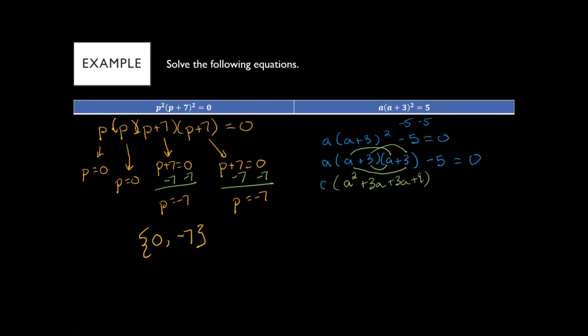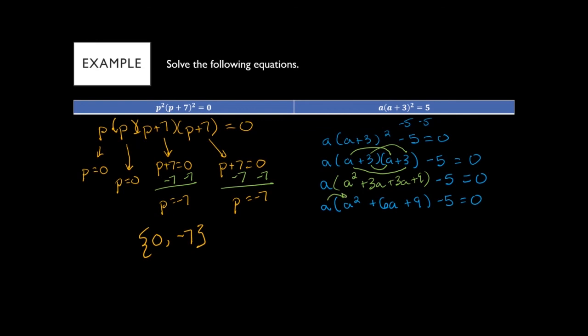So I need to distribute this out first. We have a times (a squared plus 3a plus 3a plus 9), then this minus 5 equal to 0. I need to simplify what's in my parentheses. My 3a's, I can add and get 6a. Everything else is staying the same.